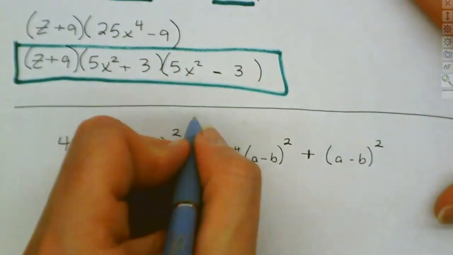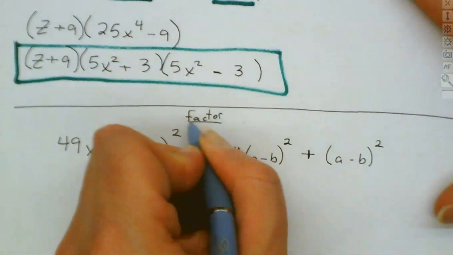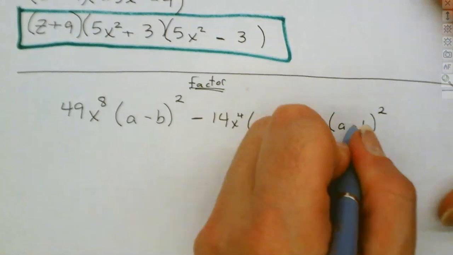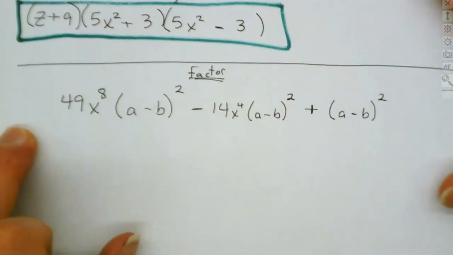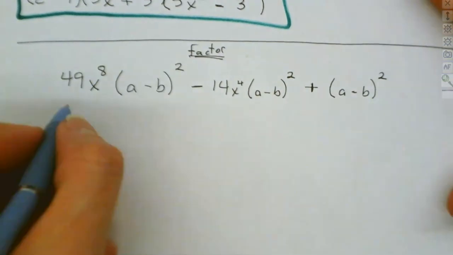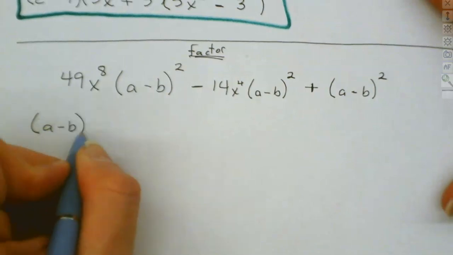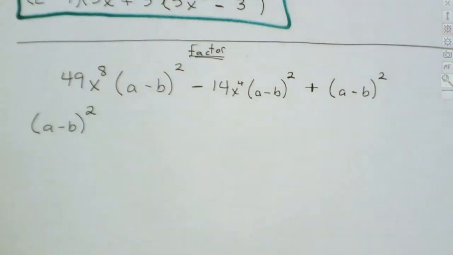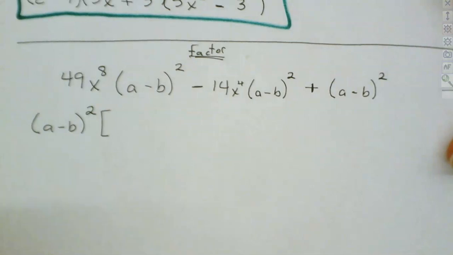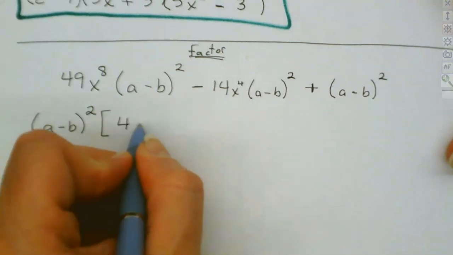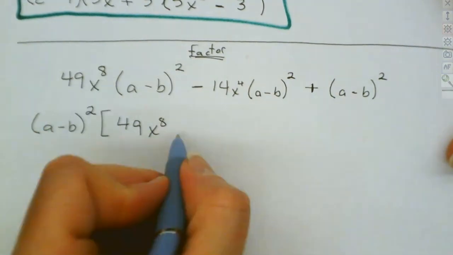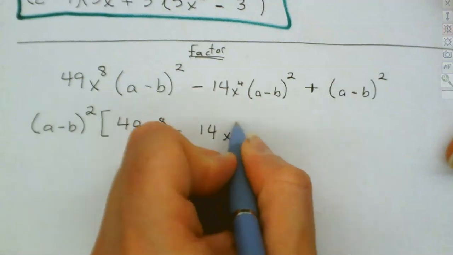Okay, now this one looks really intimidating, but it's actually very, very easy. First thing I always do is I look at this as a whole. And what do they have in common? Well, they've got parentheses that are the same. So let's take out that a minus b quantity squared. So that's going to come out. And if I take that out, and you can use brackets if you want, if there's too many parentheses, which I think I will in this case, that's going to then leave you with 49x to the 8th, because that came out, and then we've got a minus 14x to the 4th.